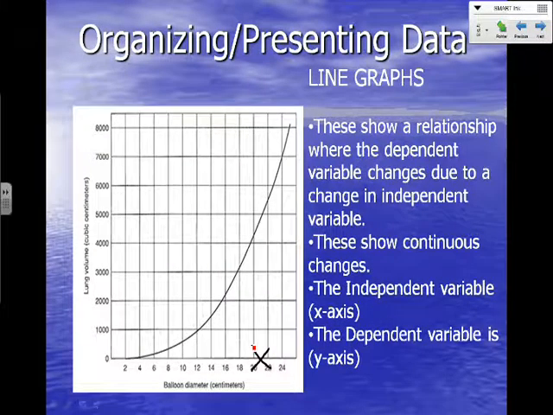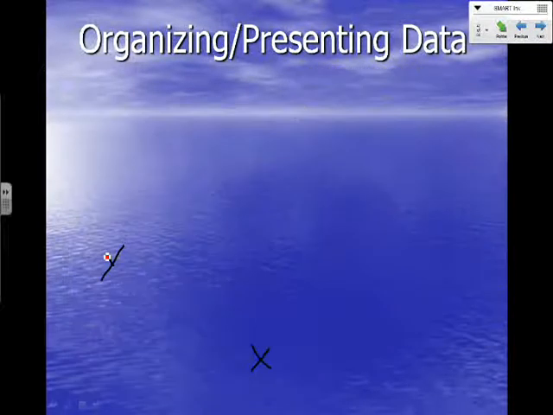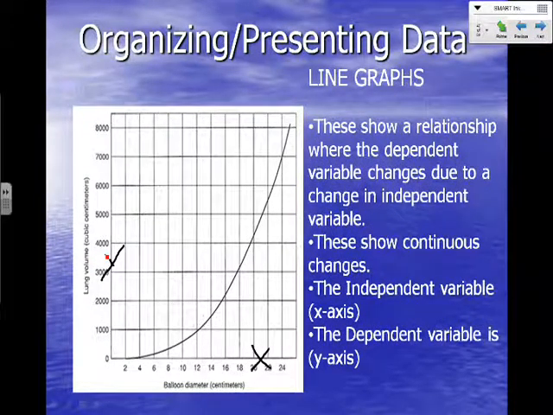The dependent variable is always on the y-axis, and the y-axis is over here. Okay, so it's the one that goes vertically. So the y-axis goes vertical, the x-axis goes horizontal.